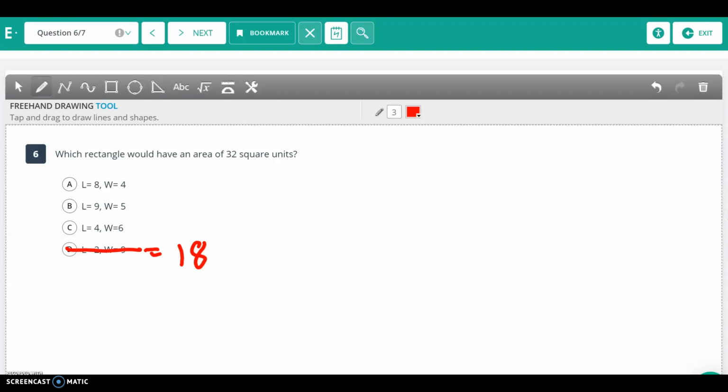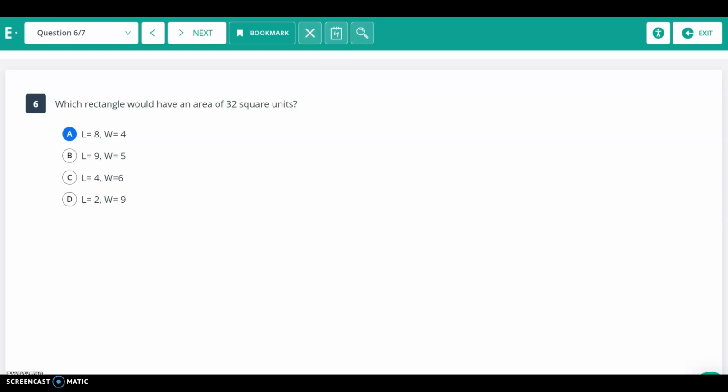4 times 6, is that 32? No, that's 24 square units, so it can't be C. 9 times 5, I can put 9 fingers up and count by 5s 9 times. 5, 10, 15, 20, 25, 30, 35, 40, 45. That's not 32 either. So it's not that one. 8 times 4. That is 32. So my answer is A. Click on the notepad, click A, click Next.